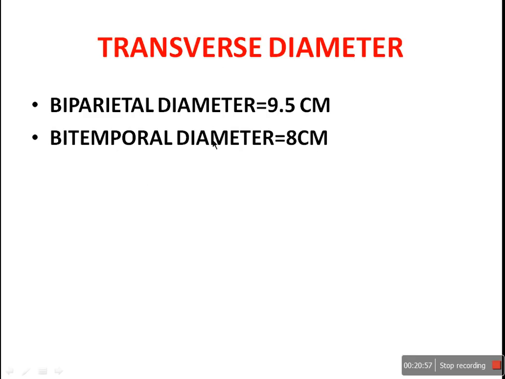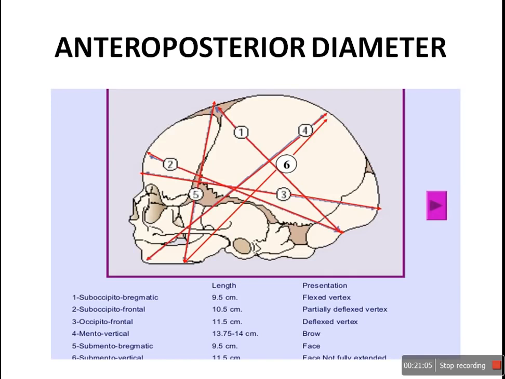So all these diameters are important. Questions may ask what is the bitemporal diameter, what is the submentobregmatic diameter, what is the suboccipitofrontal diameter, which is the largest diameter in the fetal skull. All these questions will come. So just study these centimeters by heart, and if you can understand the concept, it will be very easy.